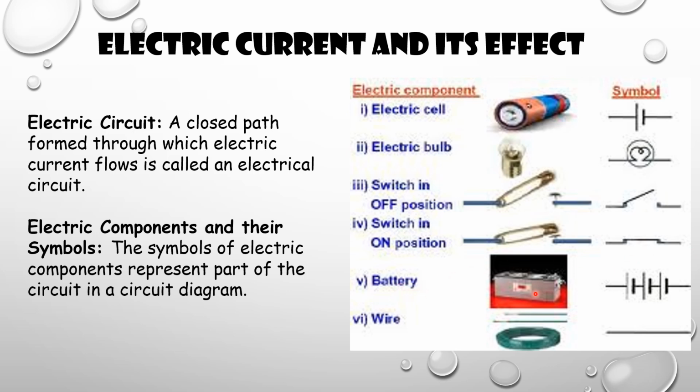And battery. Okay, here this is one kind of battery. We can use this type of battery in vehicles. And here this is one cell, and we can add more cells. That time also we can call it a battery. See the arrangement of battery. And wire. See, this is the representation of wire. So this is important. So all of you study these electric components and their symbols.